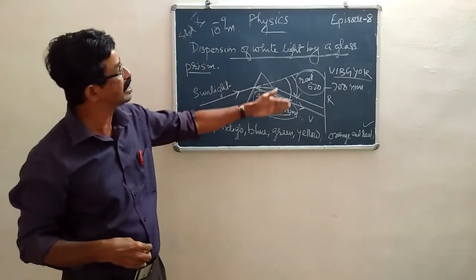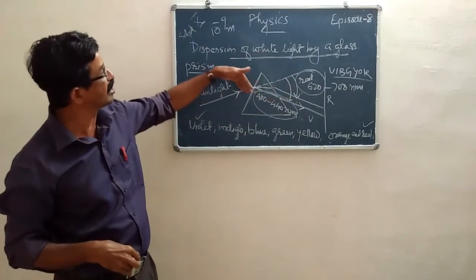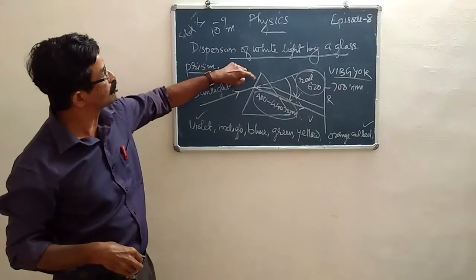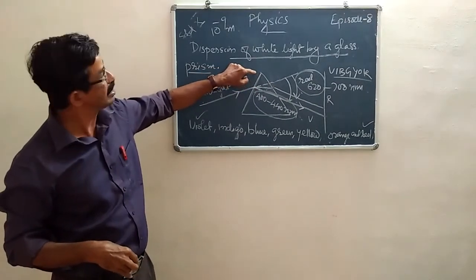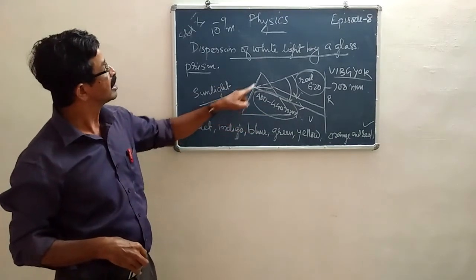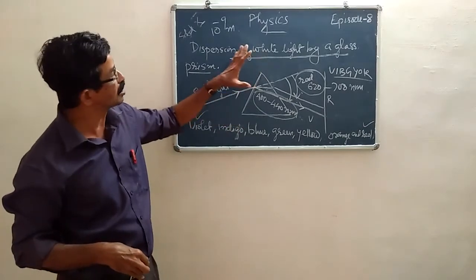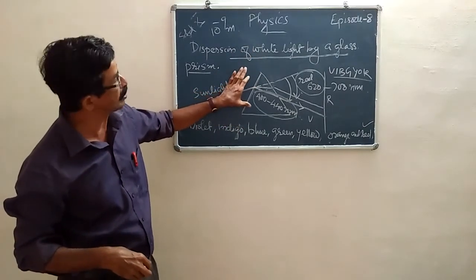Because of that, these colors separated when refraction occurs in this prism. Why did these colors separate here? Because the angle of refraction is different for different colors.